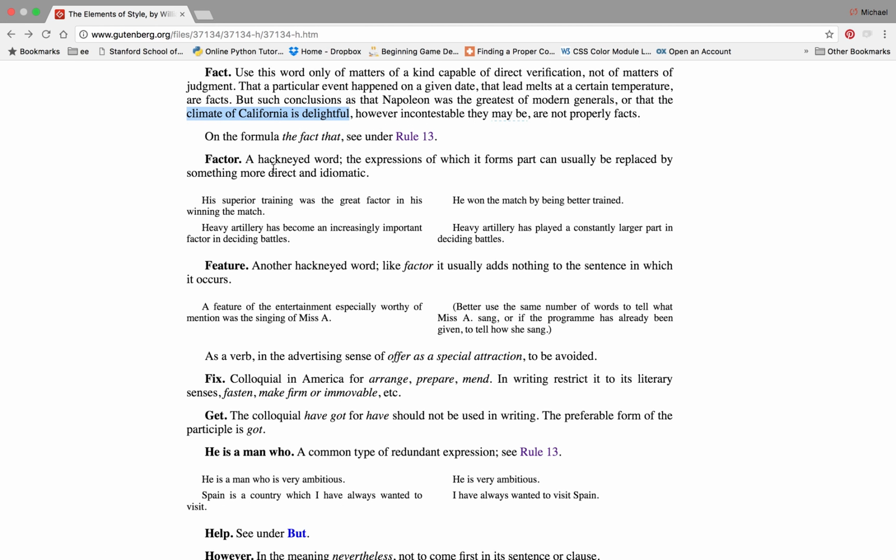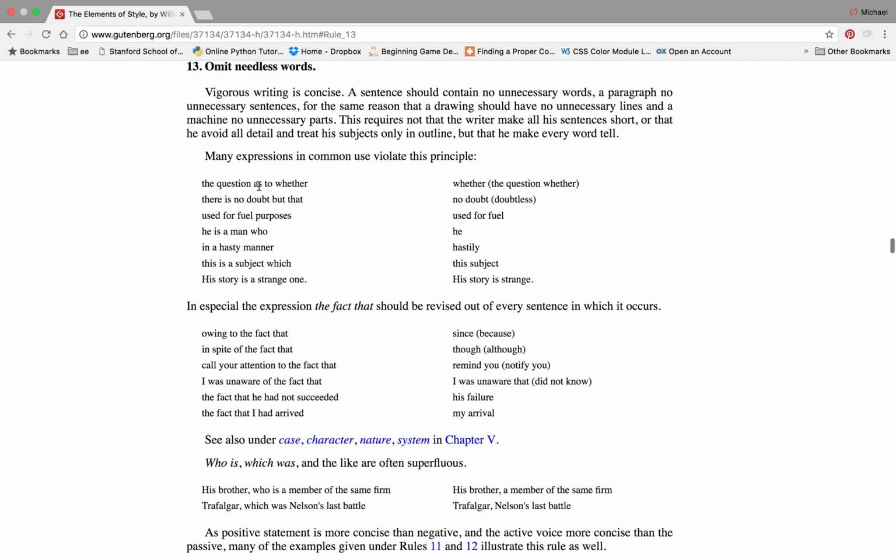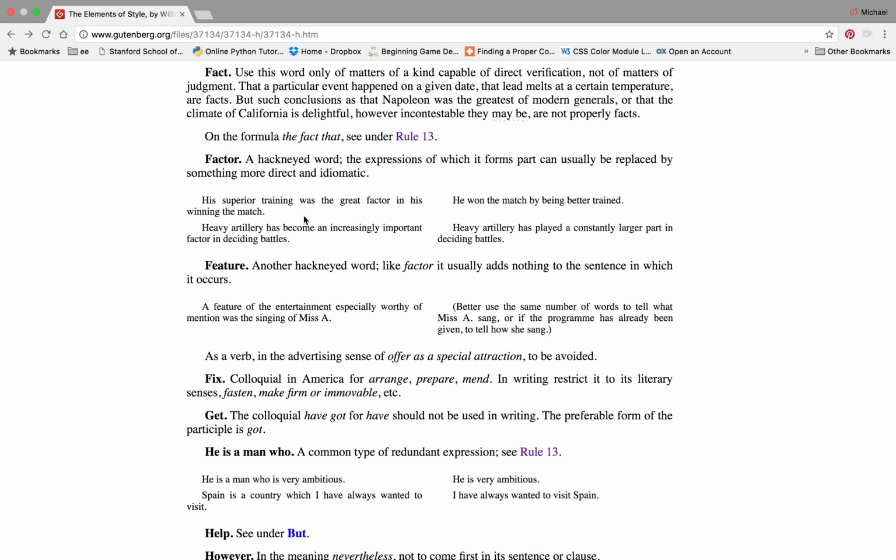So, omit needless words. "The fact that," rule number 13. This comes up a lot. You don't need to say "the fact that." "Owing to the fact that," "in spite of the fact that": you could just say since, or because, or though, or although. "Call your attention to the fact that": you could just say, I want to remind you, I want to notify you. "The fact that I had arrived" is bad. "My arrival" is good. So that generally is going to be omitted.